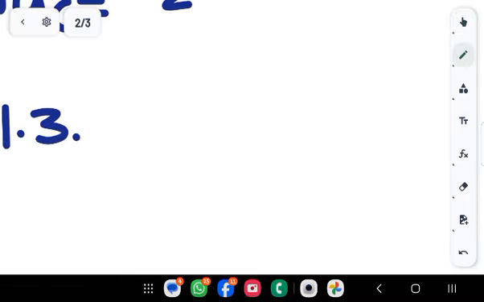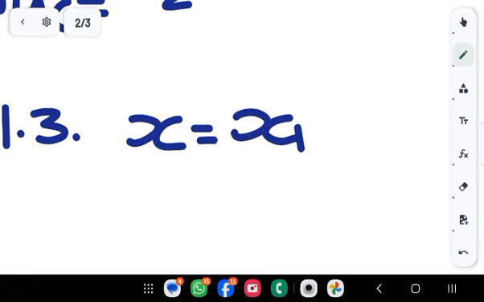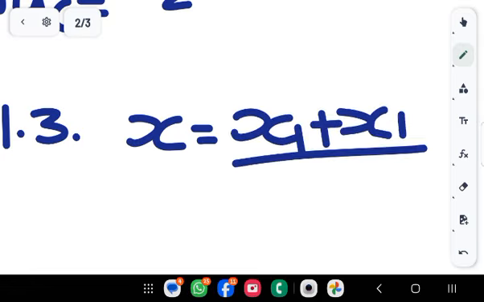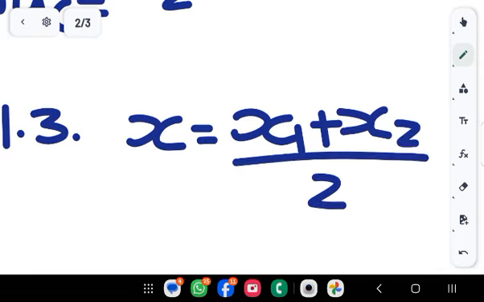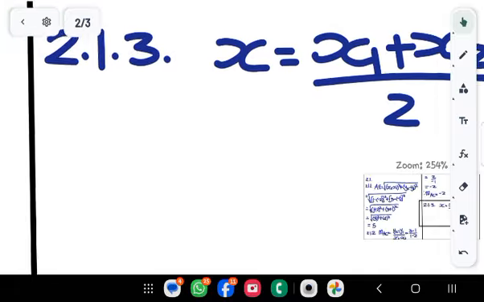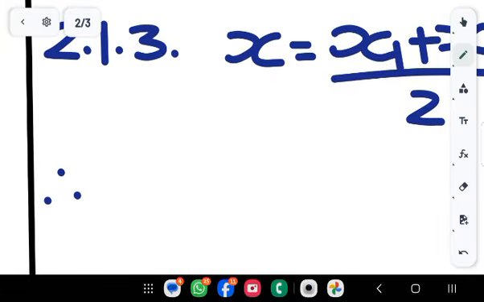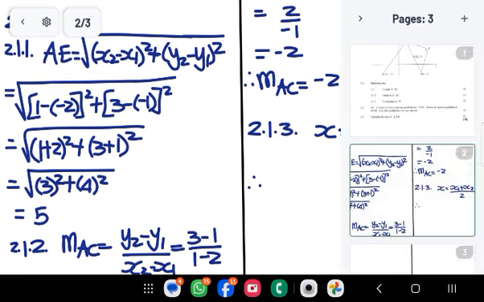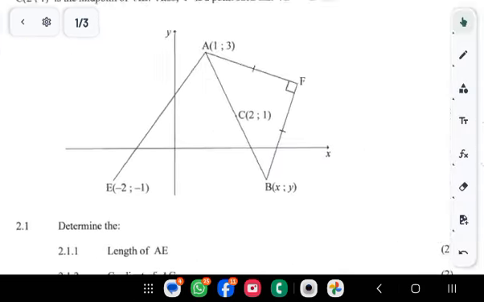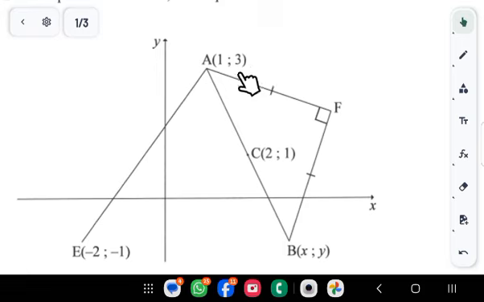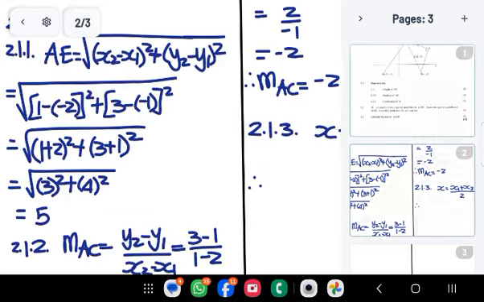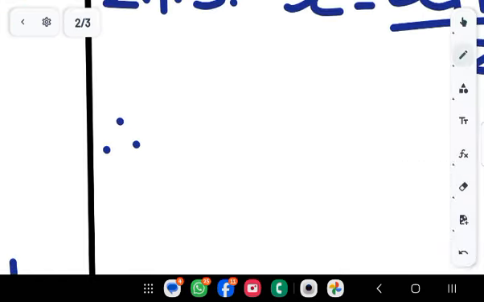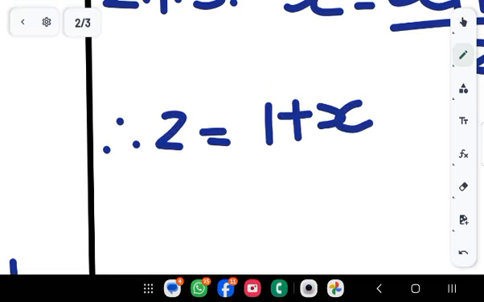Now the x-coordinate of the midpoint is calculated by adding the x-coordinates of the other 2 points and dividing that by 2. That gives us the x-coordinate of C. The x-coordinate of C is 2, the x-coordinate of A is 1, and the x-coordinate of B is x. So that will be 2 equals 1 plus x, all over 2.